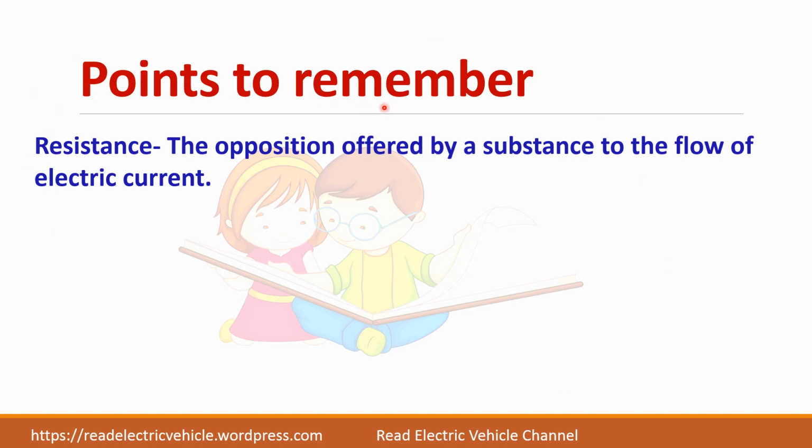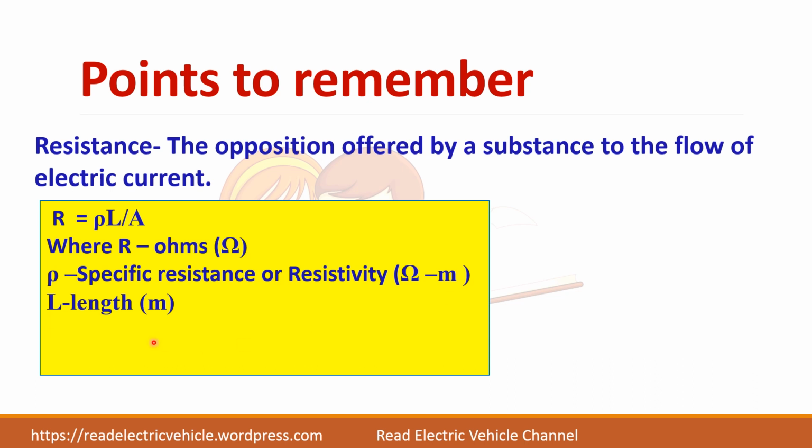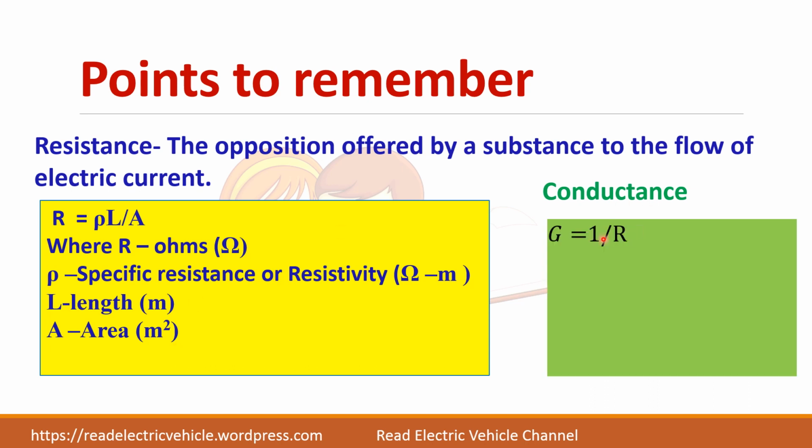Now the points to remember here are: resistance is the opposition offered by a substance to the flow of electric current. R equal to rho L by A, where R will be in ohms. Rho is the specific resistance or resistivity and its unit is ohm meter. L is the length in meter and A is area in meter square. And conductance is the reciprocal of resistance and its unit will be Siemens per meter or mho per meter.